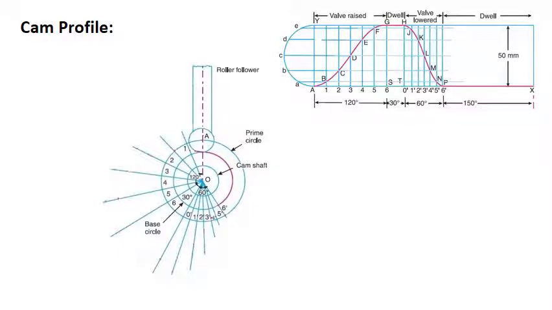Now all these lines, wherever they are intersecting the prime circle, please remember we'll draw all the markings from the prime circle. Say this first line intersecting the prime circle here, this I will mark as point 1. This line is intersecting the prime circle here, point 2. This is 3, this point is 4, this point is 5, this point is 6. So I have done all the marking. This is 0 dash, 1 dash, 2 dash, 3 dash, 4 dash, 5 dash, and this is 6 dash.